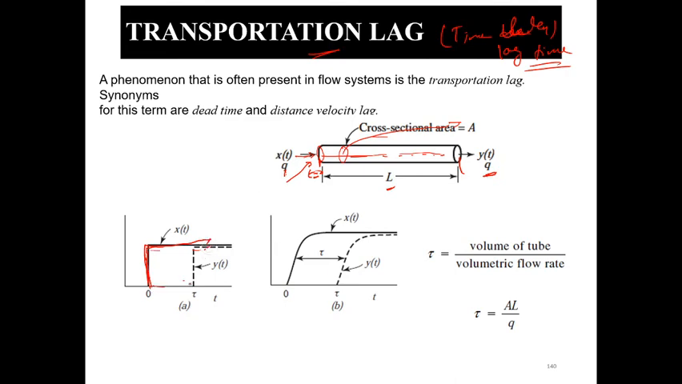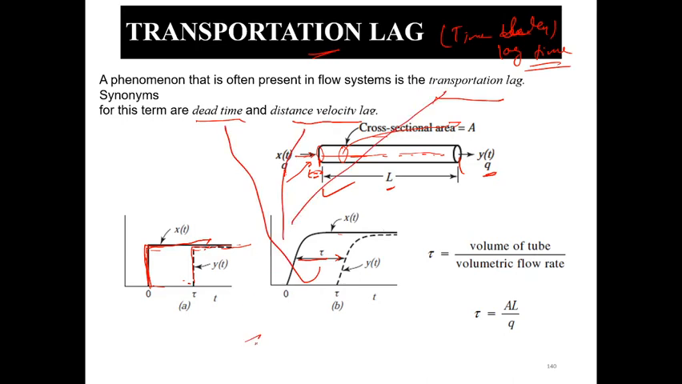It has a certain delay in the system, like this transportation, in order to transport this value. This transportation delay is known as transportation lag, or the dead time, or the distance velocity lag. To understand the same thing, let's say the input is a step signal x(t), then the response will come after a certain time, and this delay tau is nothing but the dead time, distance velocity lag, or the transportation lag.